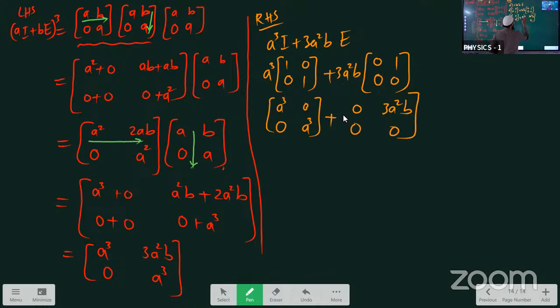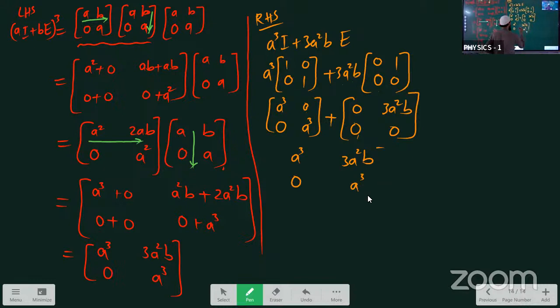Now add these two matrices correspondingly. Add the first element, the second element, correspondingly add these elements. Add these two elements. Okay. So a cube plus 0 is a cube. Now 0 plus 3a square b is 3a square b. And 0 plus 0 is 0. A cube plus 0 is a cube.